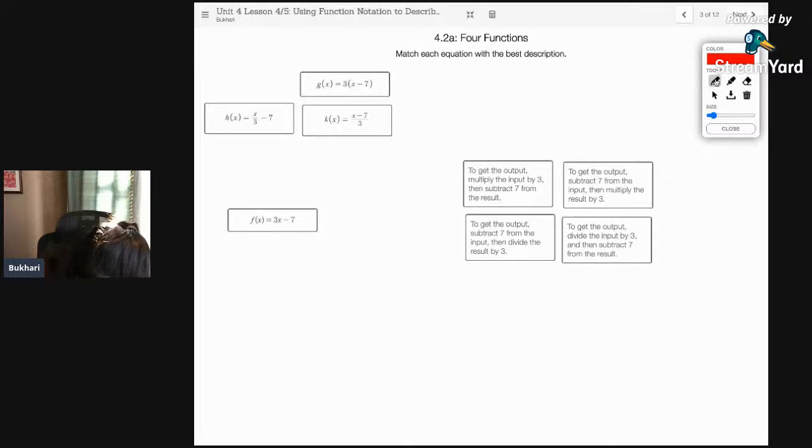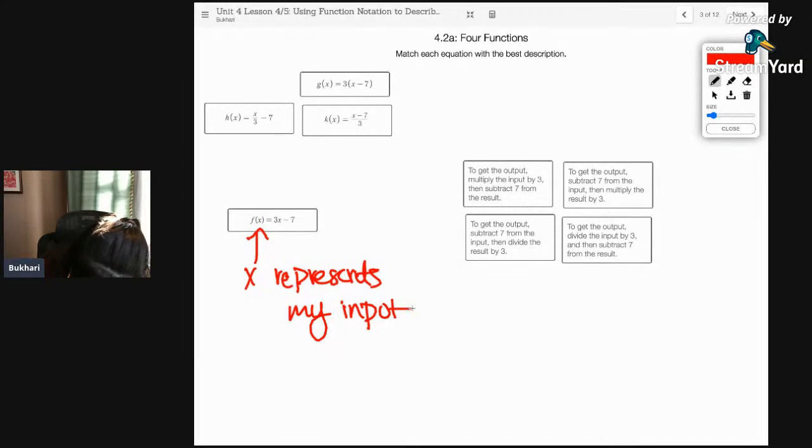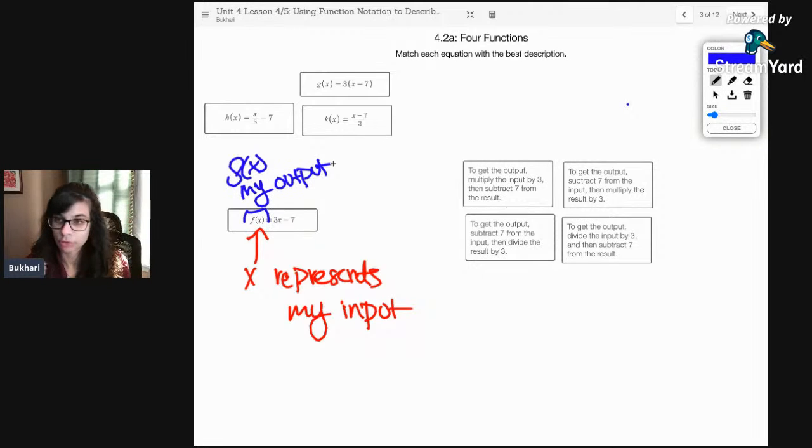equation. As a reminder, this x here represents my input. And this entire expression represents my output, right? f of x here represents my output, right? f of x is my output. And so you want to create a rule, match a description to that rule. For example, I want to get my algebraic representation to match with my description, right?